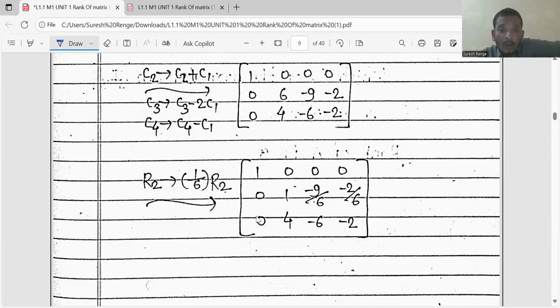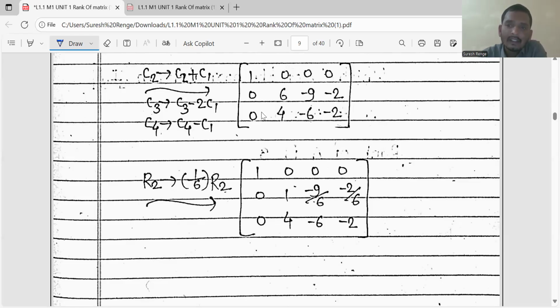Now what we want to do here? Go to row number 2 and find the leading element in row number 2. The leading element for row number 2 is equal to 6. So now we want to make that 6 equal to 1. It is necessary to make it 1 in normal form. If you want to reduce the matrix into normal form, the leading element must be 1. So now change in R2: 1 by 6 times R2, means row number 2 divided by 6.